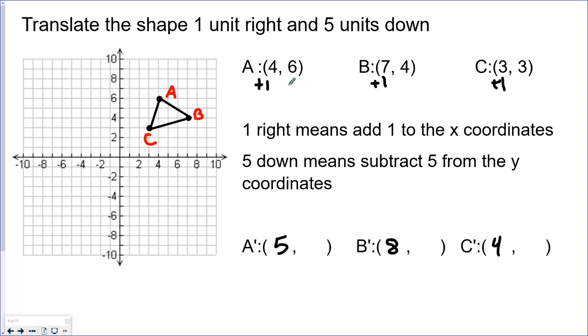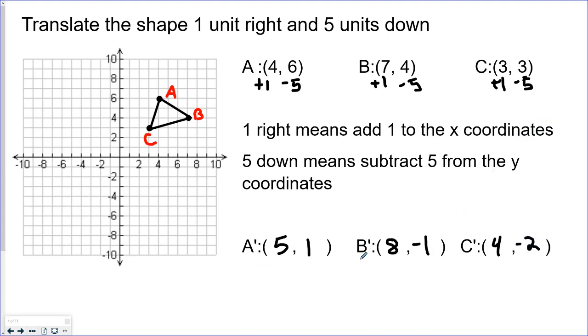5 down means subtract 5 from the y. So minus 5, minus 5, minus 5. 6 minus 5 is 1. 4 minus 5 is negative 1. And 3 minus 5 is negative 2.